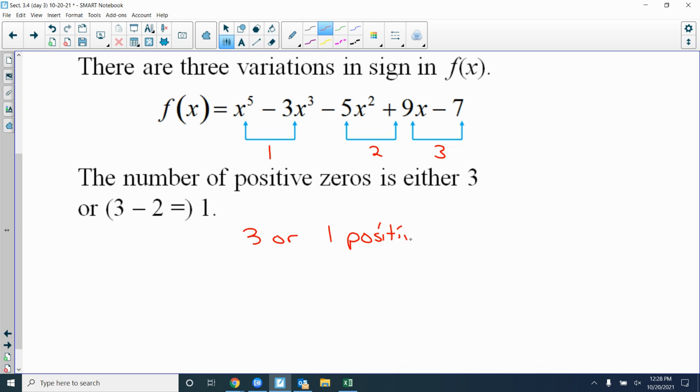positive zeros. Now, Descartes must have had a lot of time on his hands, and I have no idea how he came up with this, but he did. So he says, all right, you've got 3 or 1. Now, how do you check for the negative zeros? Now, how many total are there? It's x to the 5th. There has to be 5, right, at most. Okay, so 3 of them are positive or 1.